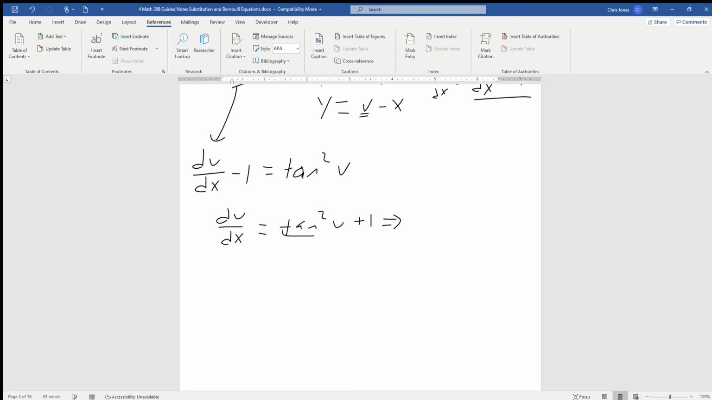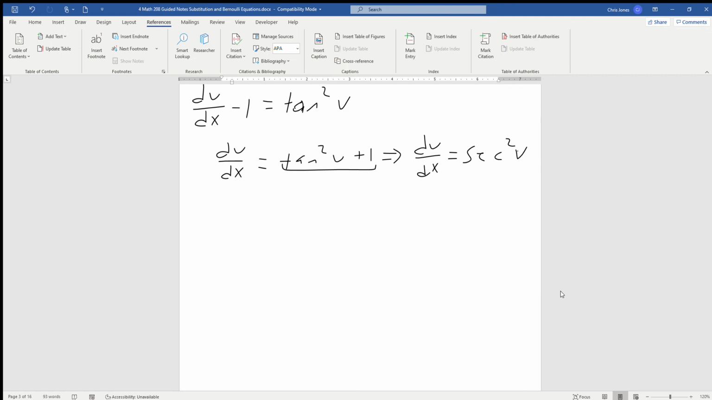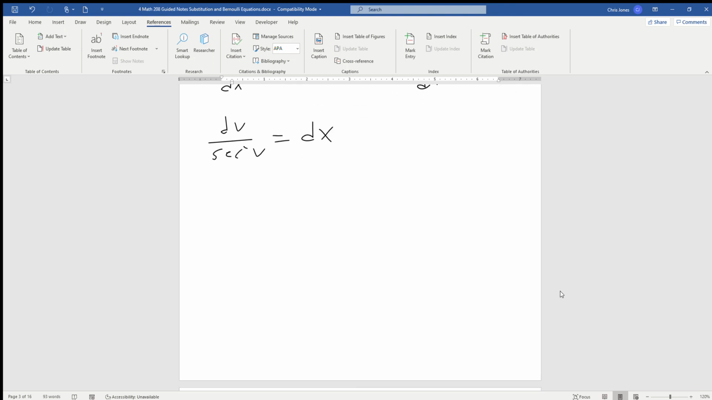And you might remember that tan squared v plus 1 is a trigonometric identity. So we can rewrite that: dv/dx is going to be equal to secant squared of v. Now, that doesn't make it very easy, but at least it makes it integrable. Now, to solve this, it's going to be another separable differential equation, similar to the first one. So we have dv over sec squared v is equal to dx, just by multiplying both sides by dx and dividing both sides by sec squared. You may recall that the reciprocal of secant squared is cosine squared. So we're going to rewrite this as cos squared of v dv equals dx.